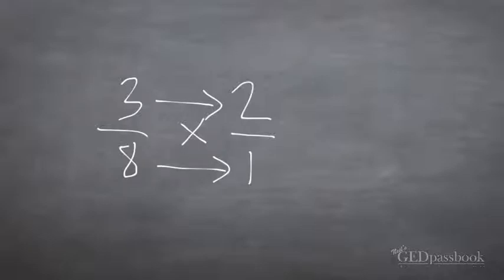3 times 2 is what? 8 times 1 is? 6 over 8. Could that be simplified? Yes.